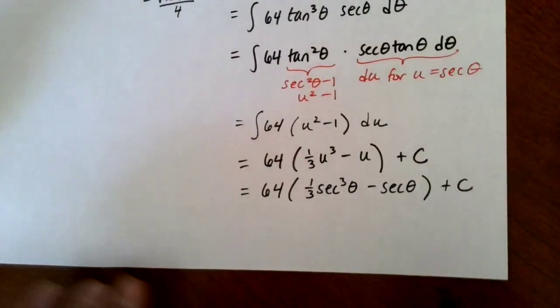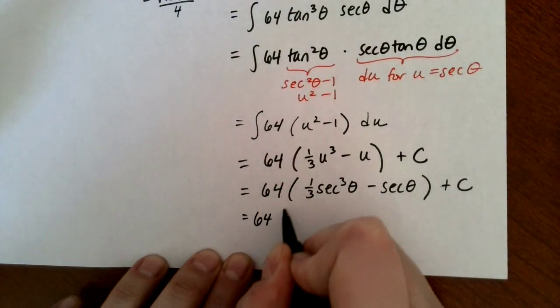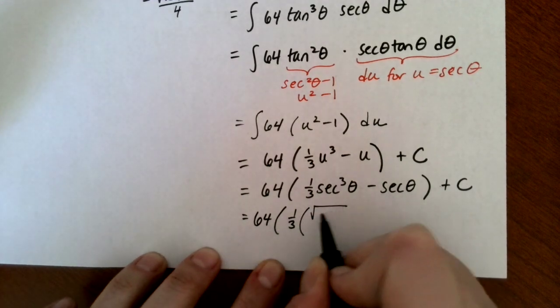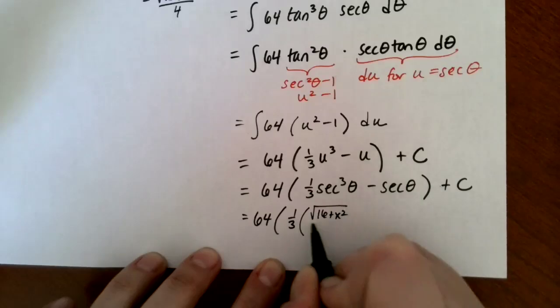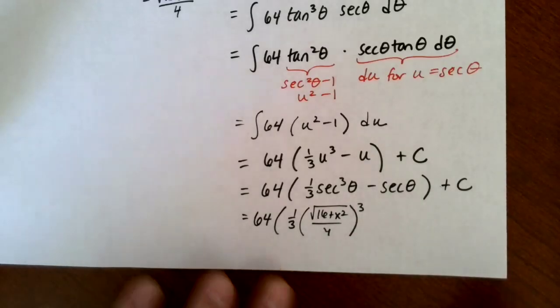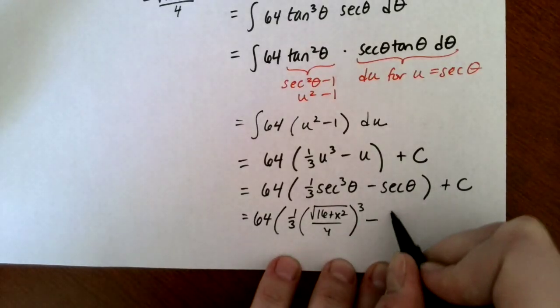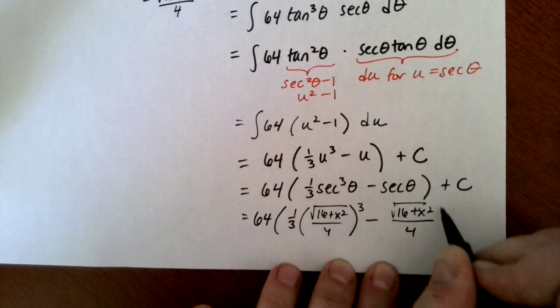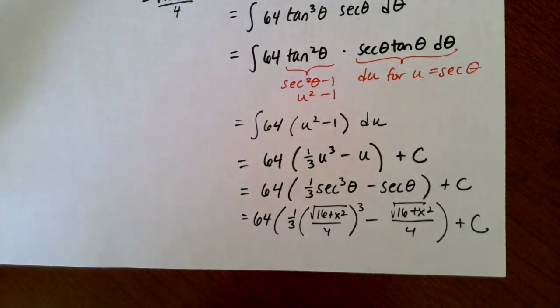All right, so we come back to the bottom here. 1/3 all that stuff cubed. So root 16 plus x squared over 4 cubed. And then minus just regular secant, root 16 plus x squared over 4. And that is my final answer.